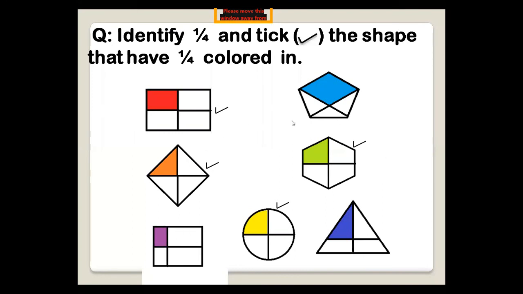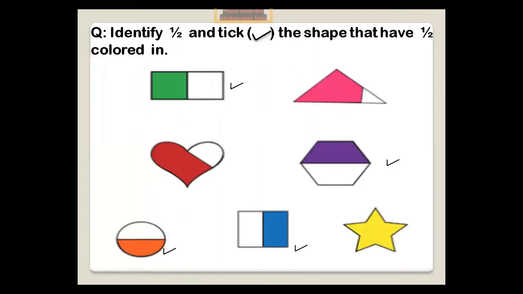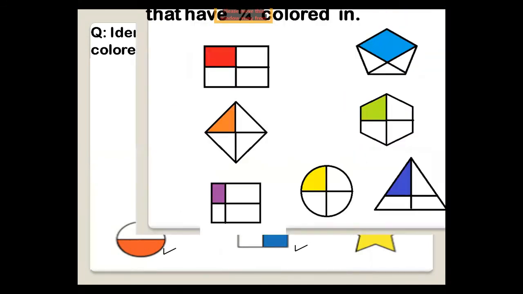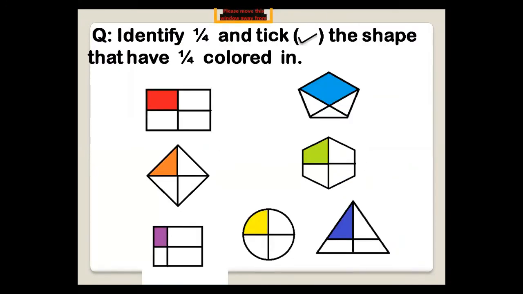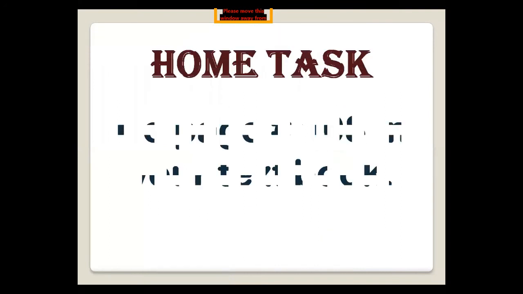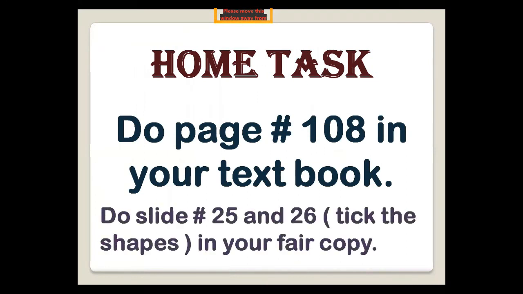Here you will draw the shapes with the quarter parts, and you will solve it in your fair copy. Okay. The half slide is 25 and the quarter slide is 26. These two slides you will do in your fair copy, and in the book you have to do only page number 108.